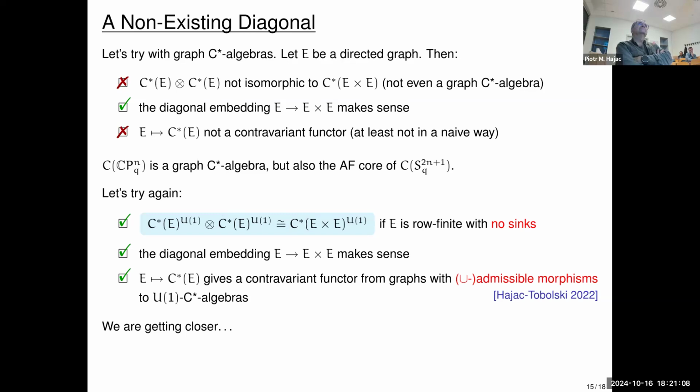From a geometric point of view, you would say, which of these graph C*-algebras have a diagonal of this quantum space? The precise question now is, for what graphs is this admissible?